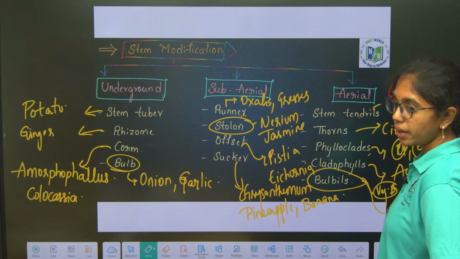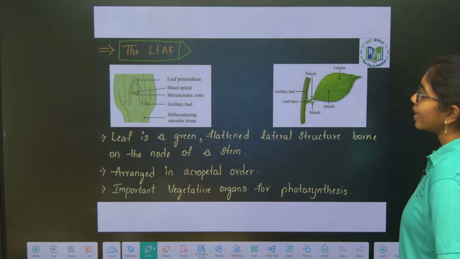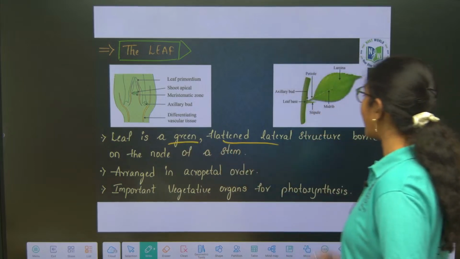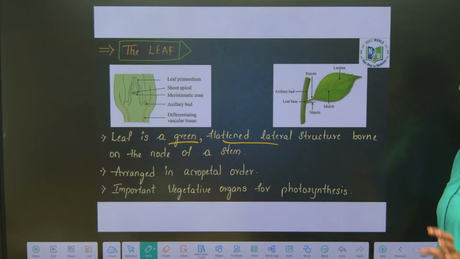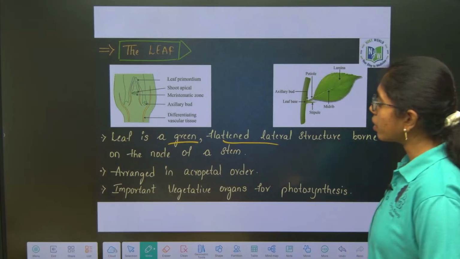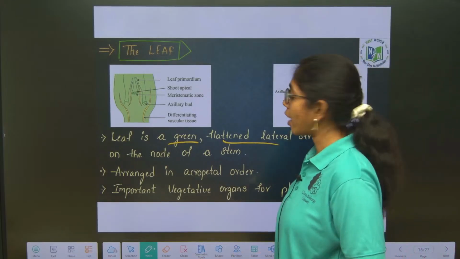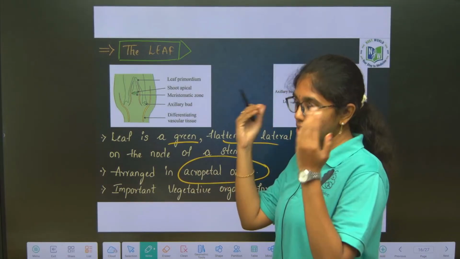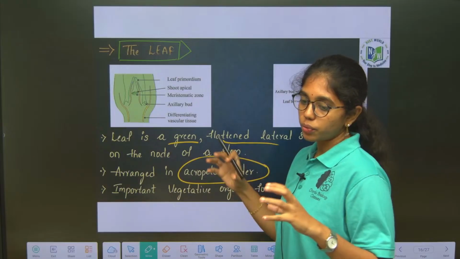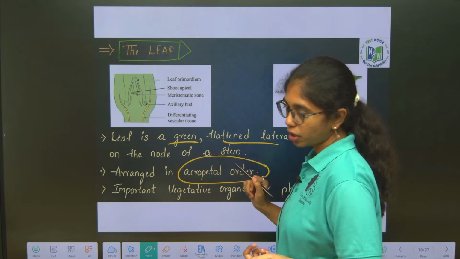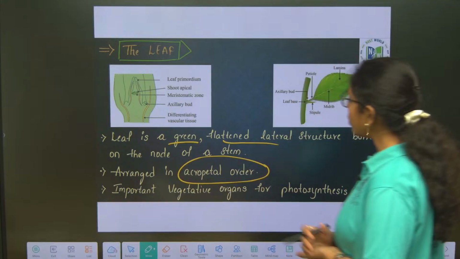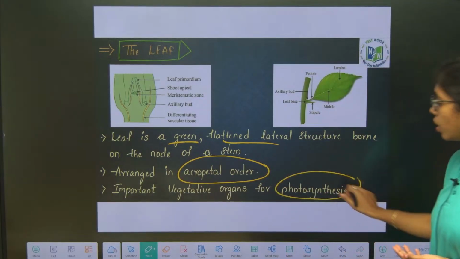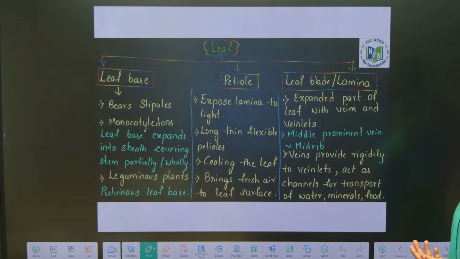Any doubt anywhere? Next is the leaf. A leaf is a green, flattened lateral structure which is borne on the node of the stem. How are leaves arranged? They are arranged in acropetal order. Acropetal order means younger leaves are towards the apex and older leaves are towards the base. Leaves are the important vegetative organs for photosynthesis.